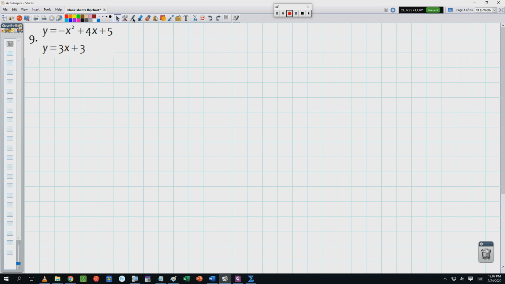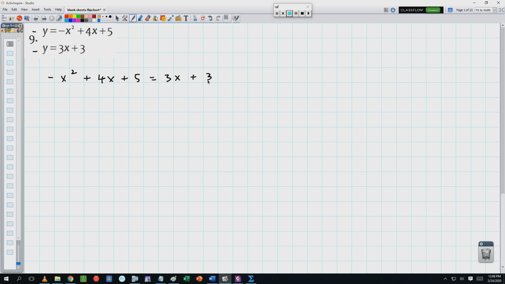Let me show you how to solve some of these systems of nonlinear equations by hand. Since we have y is equal to here and y is equal to here, we could just use the y as a means of getting these x expressions together. So I'm setting the negative x squared plus 4x plus 5 equal to the 3x plus 3.